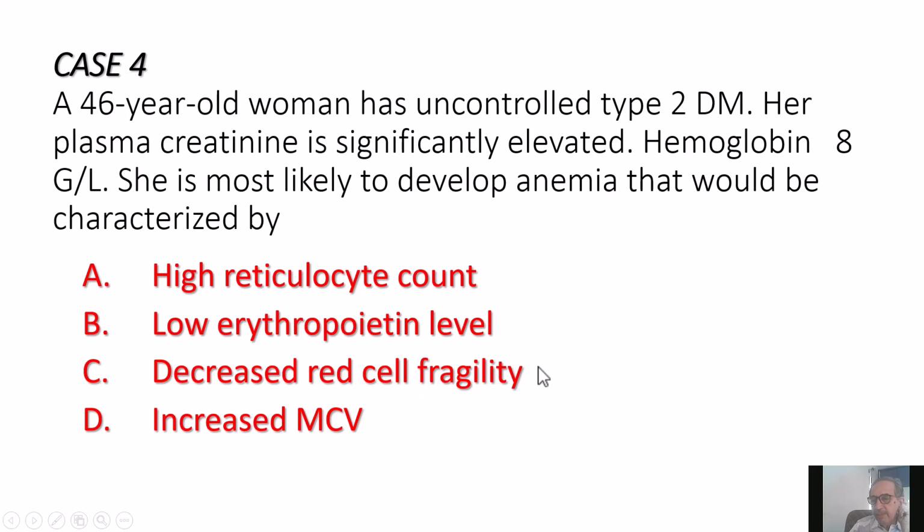Red cell fragility may be affected in macrocytic anemia and certain hemoglobinopathies. Increased MCV is unlikely because normally the blood indices are normal in erythropoietin deficiency anemia. So B, low erythropoietin level, very obvious.